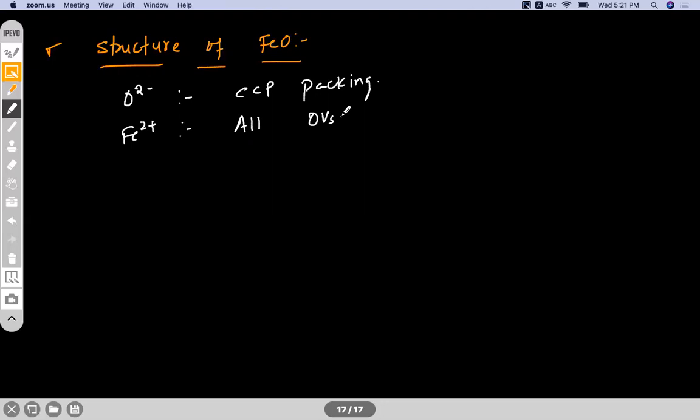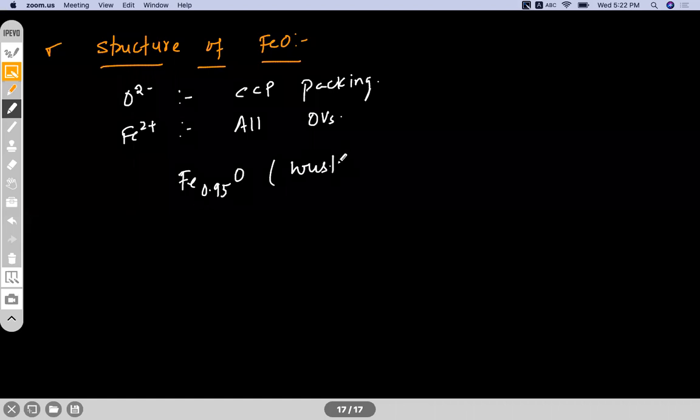Okay. But write down, this oxide is found to be non-stoichiometric with the formula Fe0.95O. This compound we call wustite, W-U-S-T-I-T-E. Okay, non-stoichiometric compound. This is the formula we have.